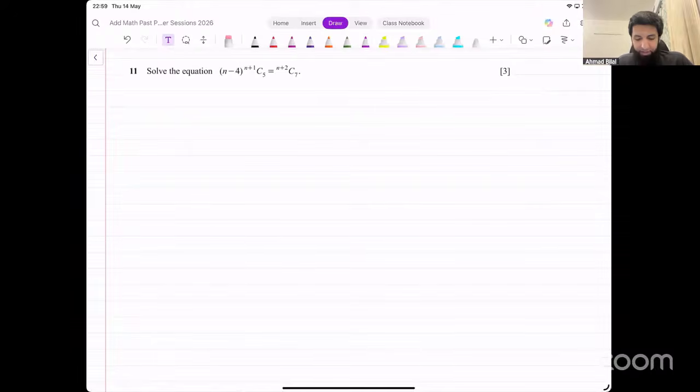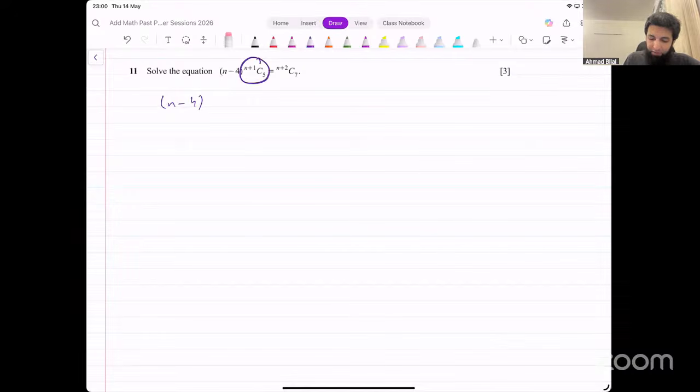Okay, let's go. Solve this equation. Solving the equation means we need to find the value of n from this. How do you find the value for n?